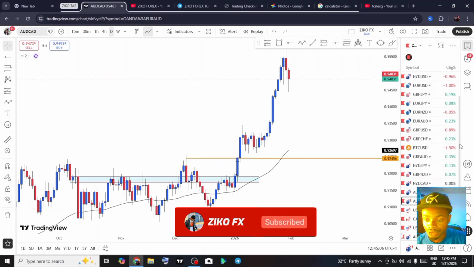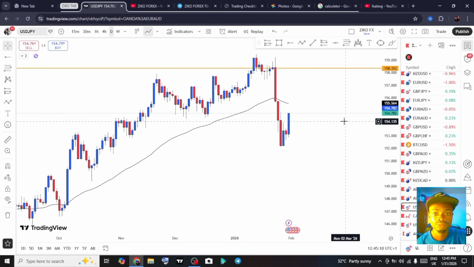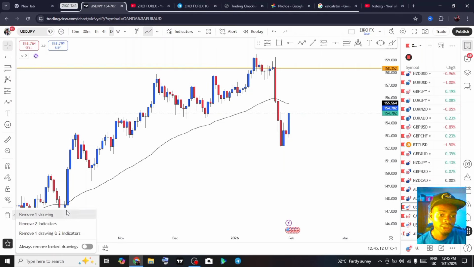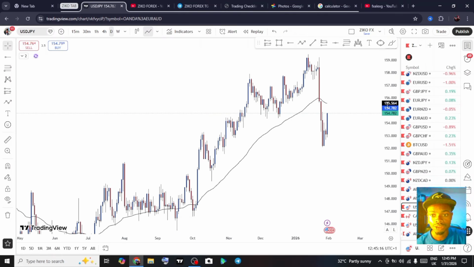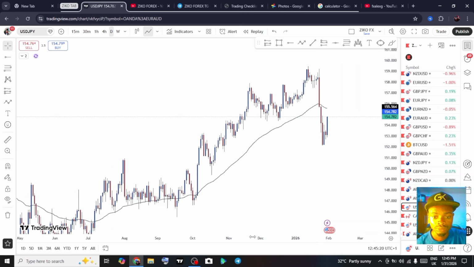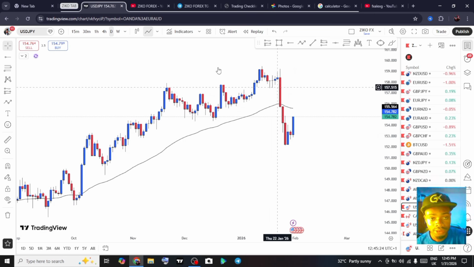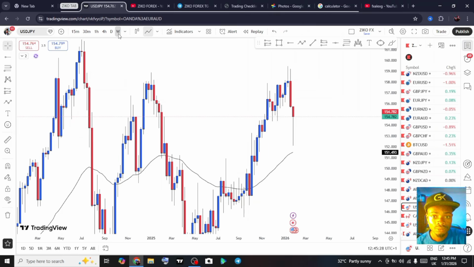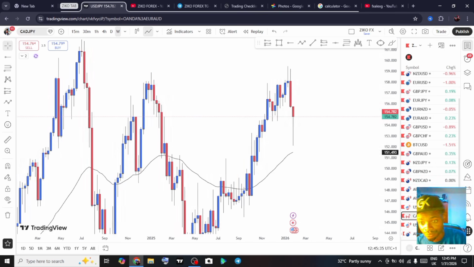AUD CAD, there's nothing to do there. USD JPY daily time frame is bearish, clearly. Alright, there's just nothing for us to do here. I'm not interested in USD JPY.